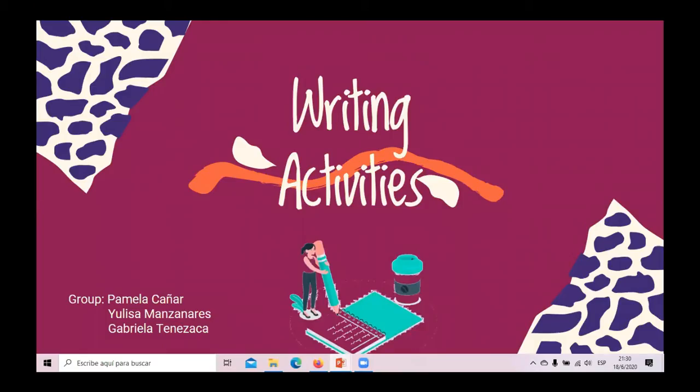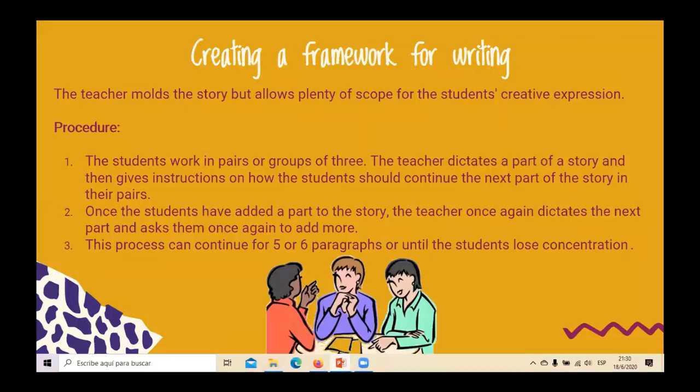Okay, let's start with the presentation of the grading activities. The first is creating a framework for grading.